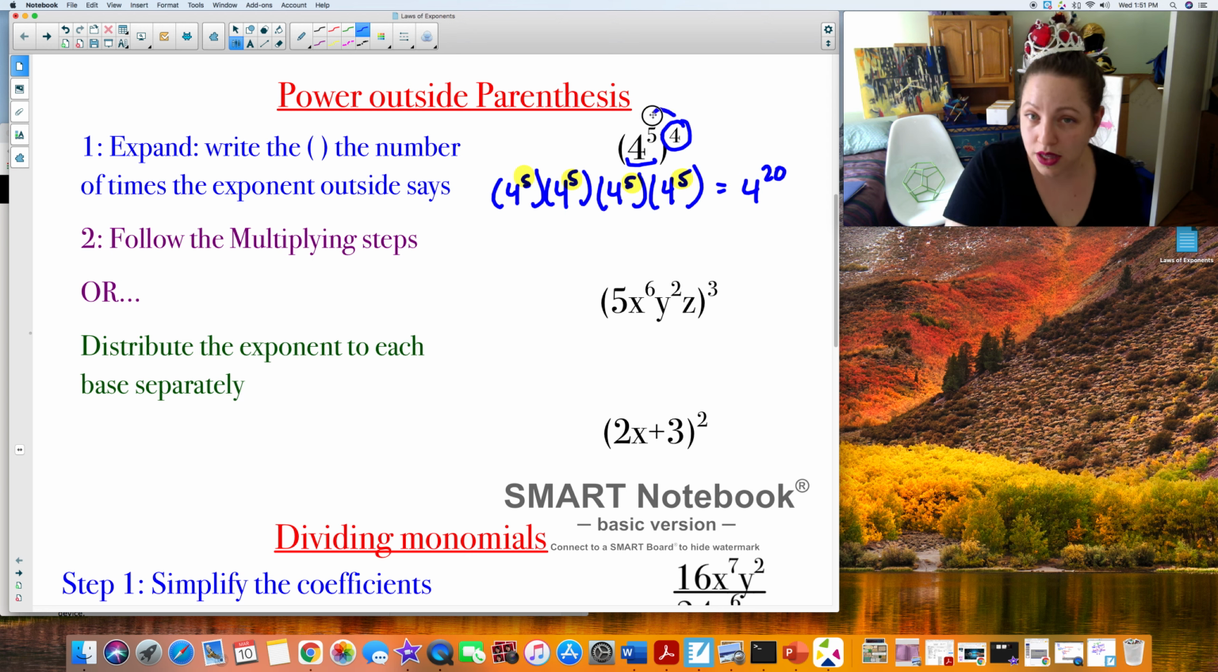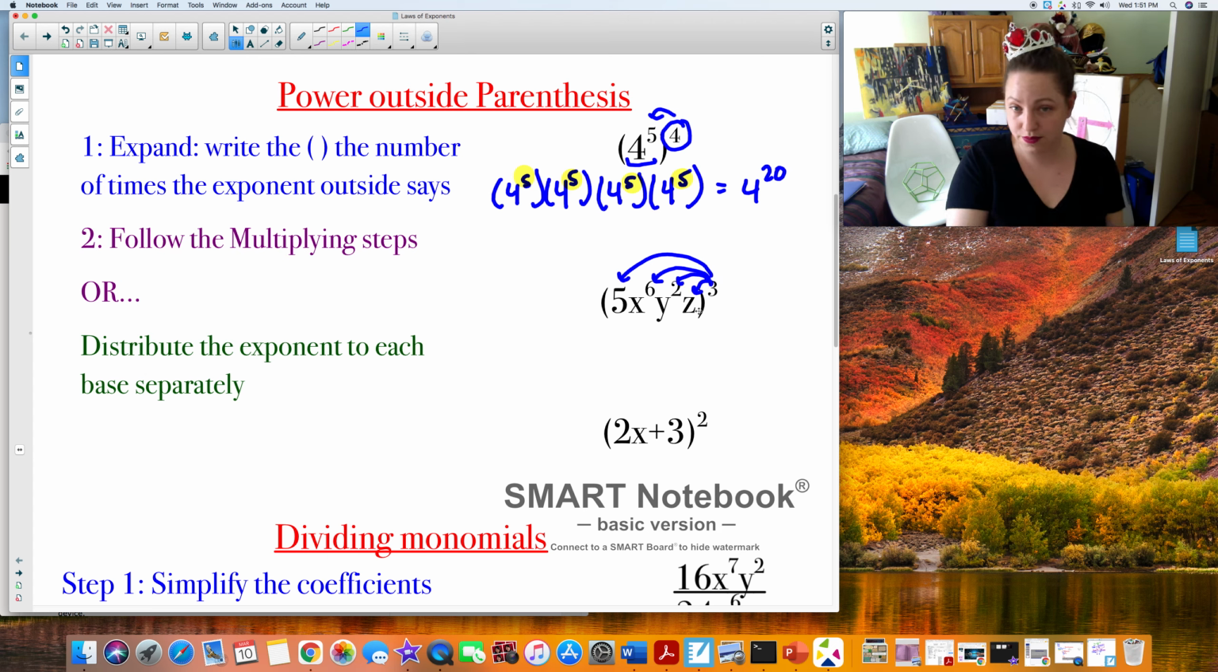The shortcut is, if you're adding the same thing over and over, that's just like multiplying. So really, you can distribute. This is what you have to be careful of. Remember that the 5 would be written 3 times. So it would be 5 times 5 times 5, which means that when I distribute this exponent, it has to go to every single thing, including the coefficient.